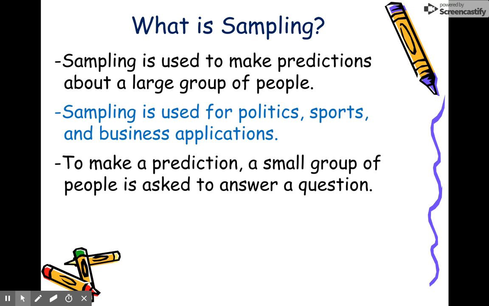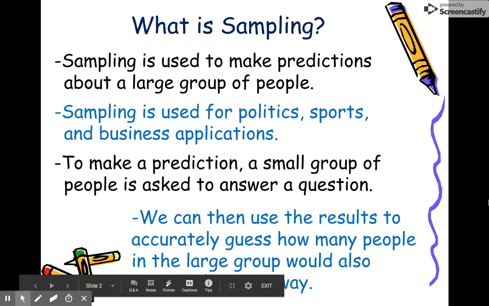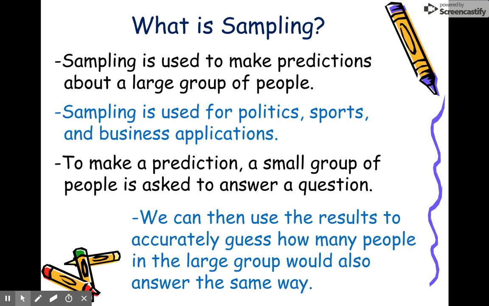So for example, in the project that you're doing, you're going to ask 25 people to answer your question. And then you're going to use that to make a prediction about the larger population at PCTI. So you're going to use that small sample to accurately make a guess about how many people in the large group would answer the same way. So that's what sampling is.